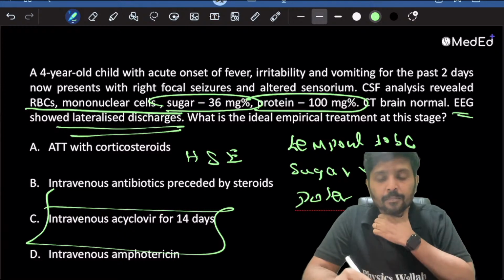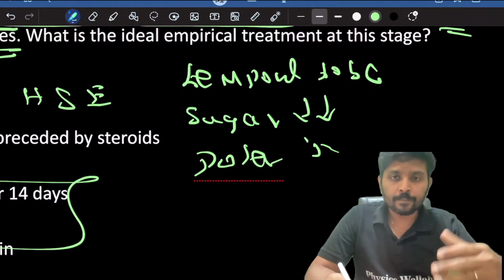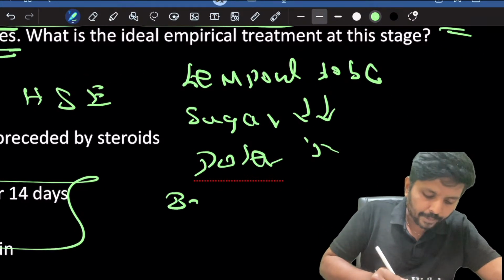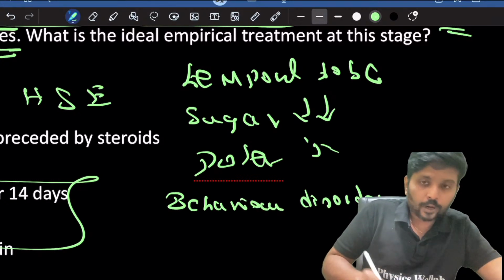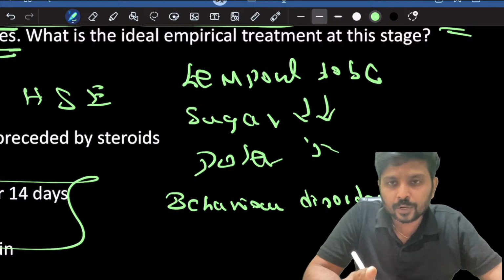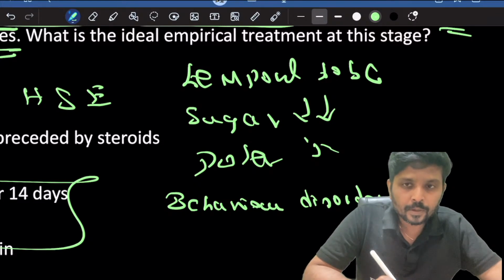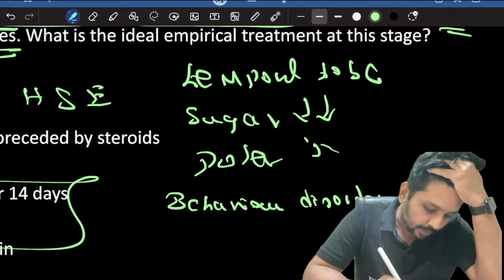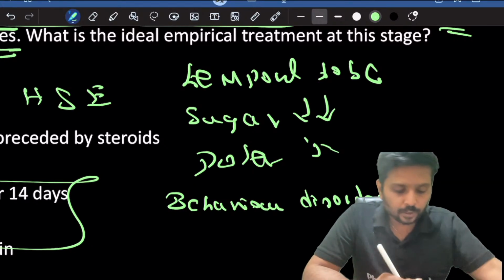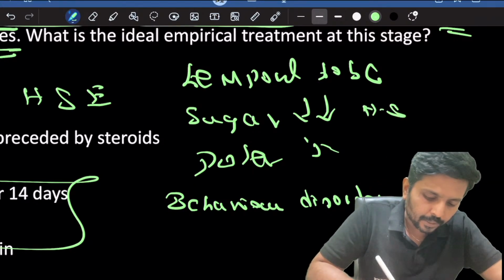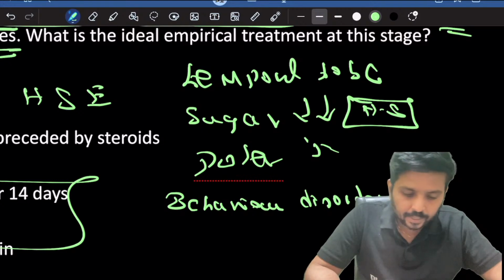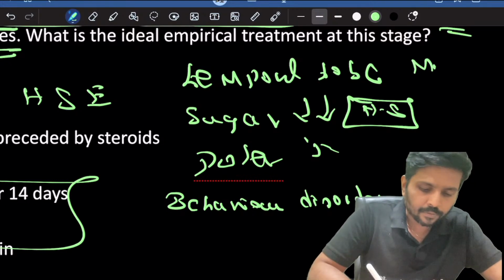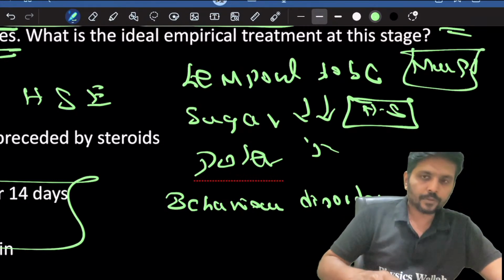Remember, herpes simplex encephalitis is associated with temporal lobe involvement, so you will have behavioral disorder. See, there are only 2 viral conditions that can reduce your CSF sugar. One is herpes simplex encephalitis. The other condition is mumps. Very well. Please remember these 2 points.